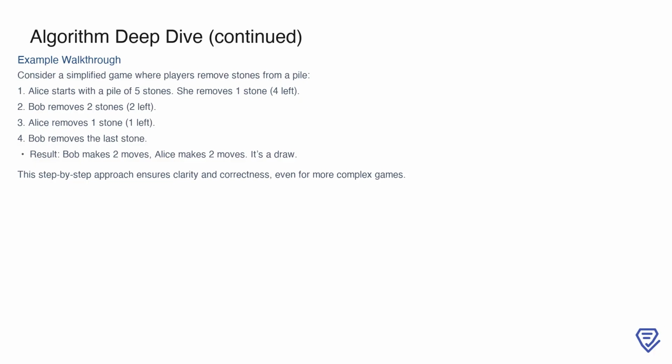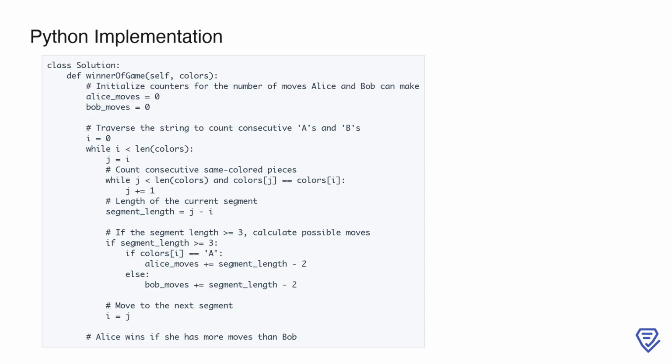This step-by-step process illustrates how the algorithm handles alternating turns, updating the game state, and counting moves. Even for more complex games, this structured approach ensures clarity and correctness, making it easier to trace the logic and verify the results. Here, we define a class called Solution and implement the method winnerOfGame.